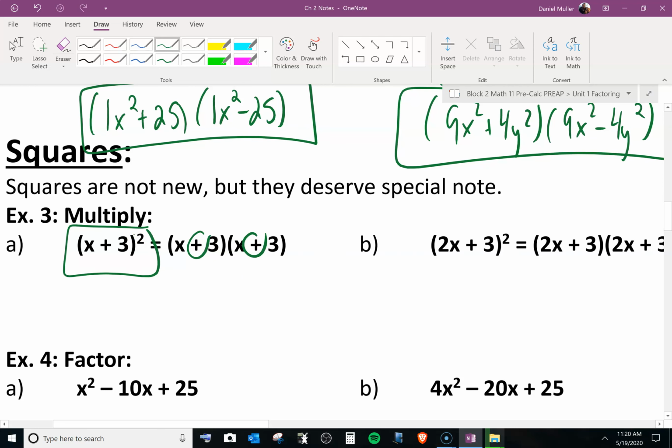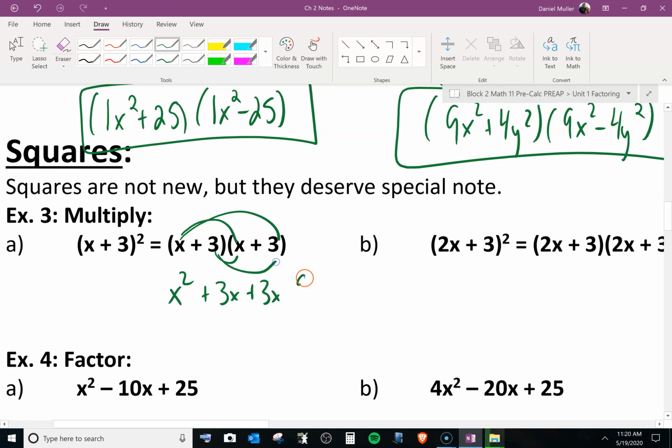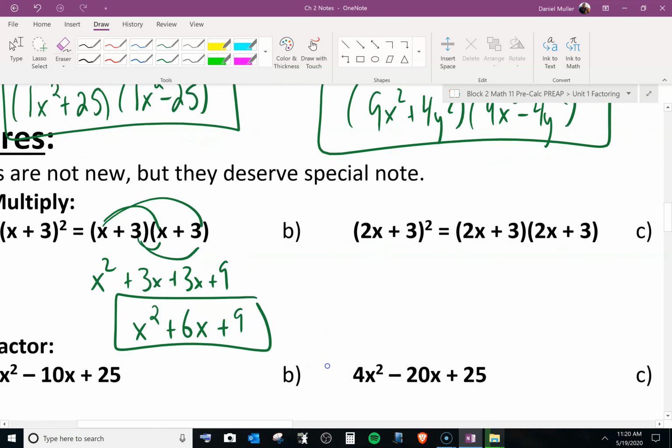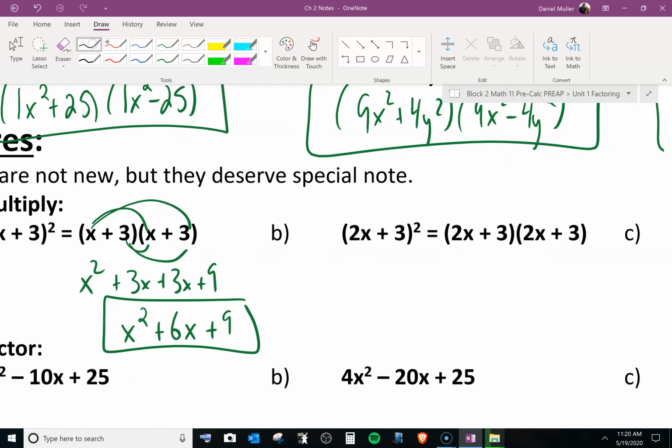So what ends up happening for these ones? Well, honestly, nothing different happens. It wants us to multiply, so we'll just multiply and we'll see what we get. x times x is an x squared. Then we get a 3x, and another 3x, and then a 9. So we get x squared plus 6x plus 9. That's multiplying. Okay, well, I don't really know what to make of that right now, but let's just keep going here.